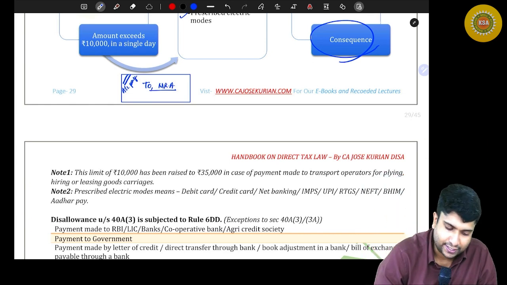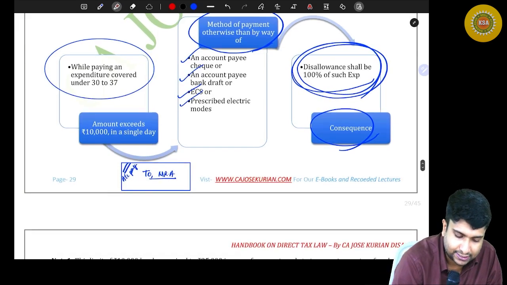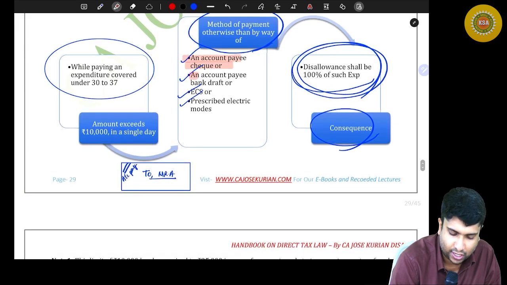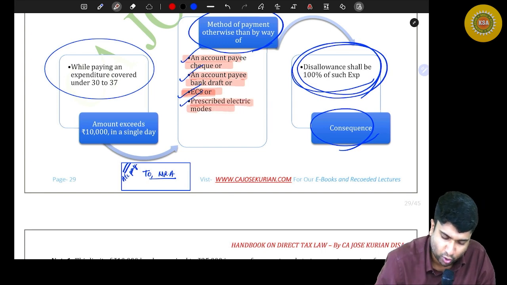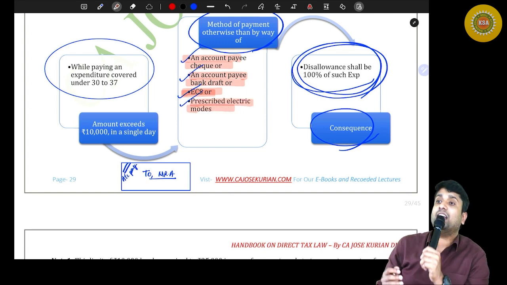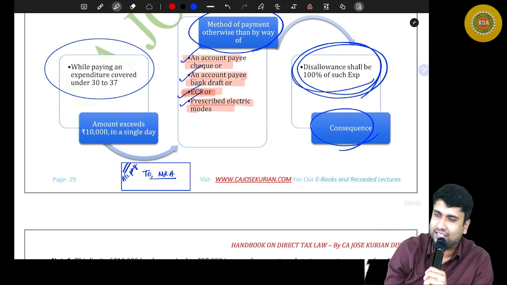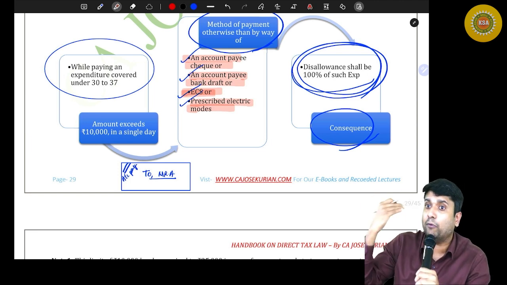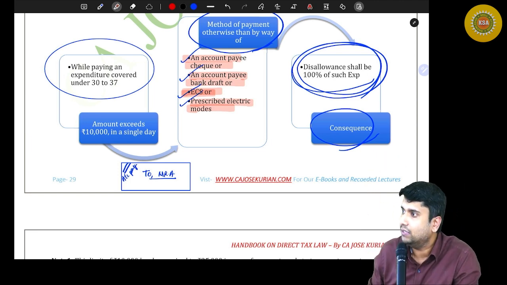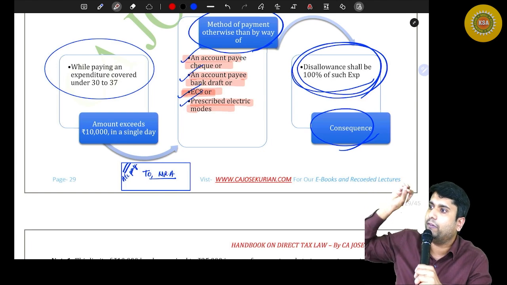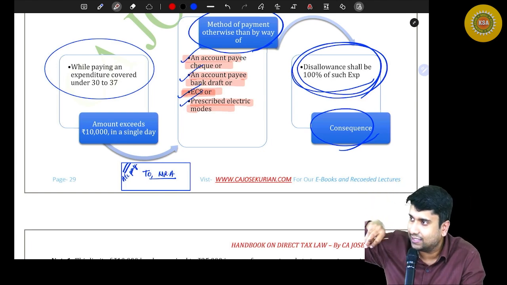So, the point here is you have to make a payment either by account payee cheque or account payee bank draft or electronic clearing system or through prescribed electronic modes. Then no problem. If you are making any expenditure which is allowable as a deduction under 30 to 37 in any mode other than these four, then what will happen? 100% of that payment shall be fully disallowed. I hope it is clear.